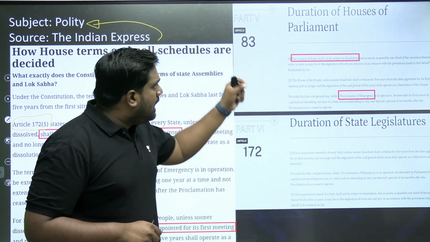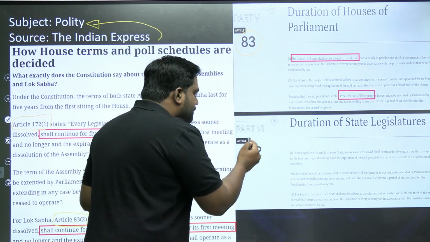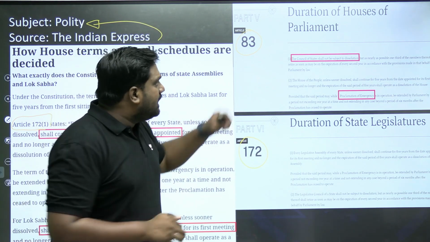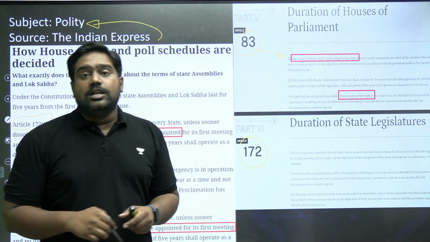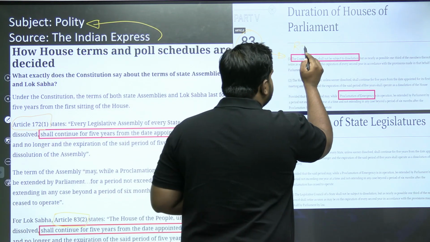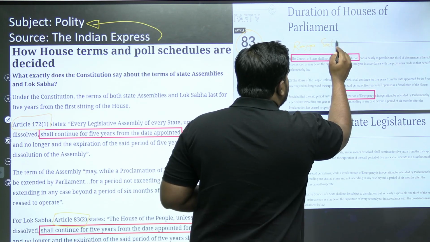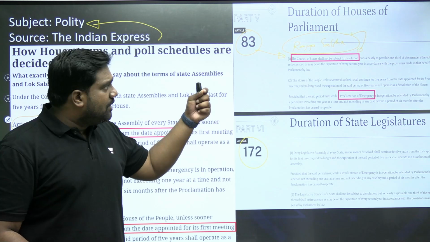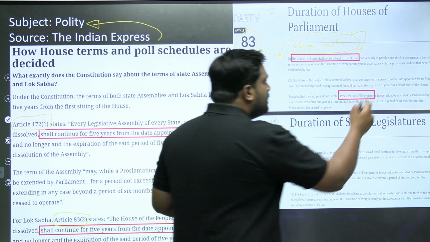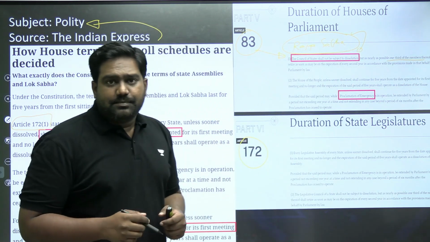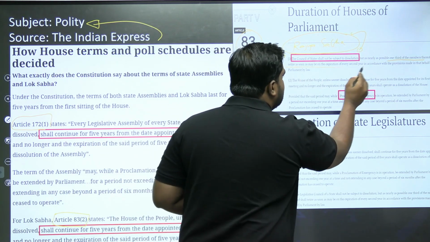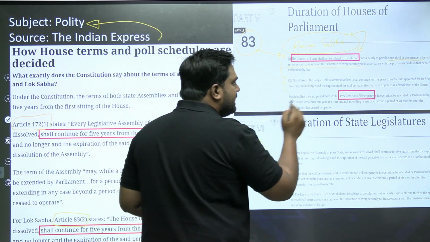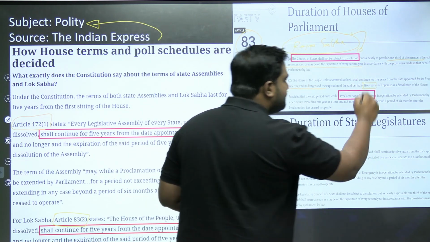So if you look at Article 83 and 172, this is where the tenure or the duration of the houses is defined. Article 83 says that the Council of States, that is your Rajya Sabha, shall not be dissolved. It is not subject to dissolution because it's a permanent house. It says that one-third of the members of Rajya Sabha shall retire every 2 years. Whereas for the Lok Sabha, the duration is clearly specified as 5 years.